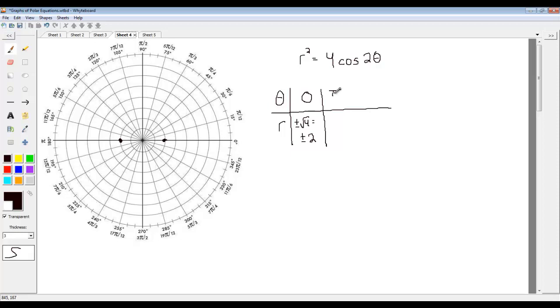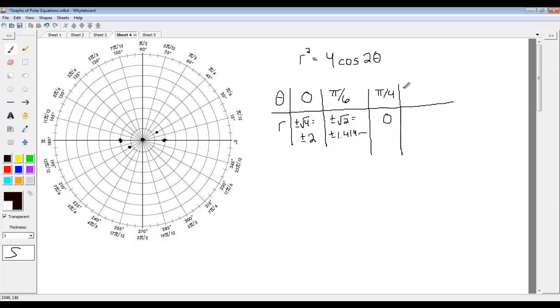Alright, let's try pi over 6. If we do that, we end up with cosine of pi over 3, because 2 times pi over 6 is pi over 3, times that by 4. We're going to get plus or minus the square root of 2. So basically plus or minus 1.414. Okay, so at pi over 6, about 1.414 roughly. But we've also got negative 1.414. At pi over 4, we're going to get 0. Square root of 0 is just 0. So at pi over 4, we got 0. So we got to make sure we have a dot there.